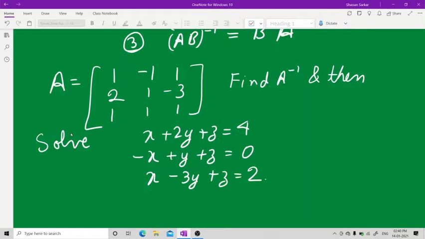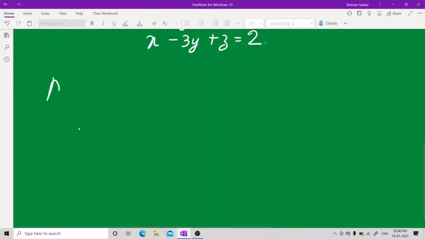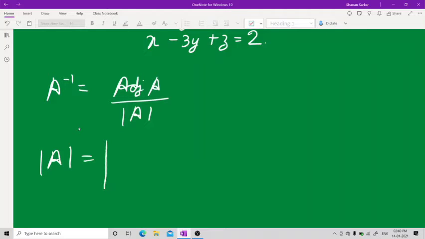Now see, before that, what is the formula of A inverse? A inverse is adjoint A by determinant A. This is the formula of A inverse. Now let us find the determinant. A determinant, that means you put two lines and then 1, -1, 1, then 2, 1, -3, and then 1, 1, 1. Now you put the signs as usual, plus, minus and plus, and expand.